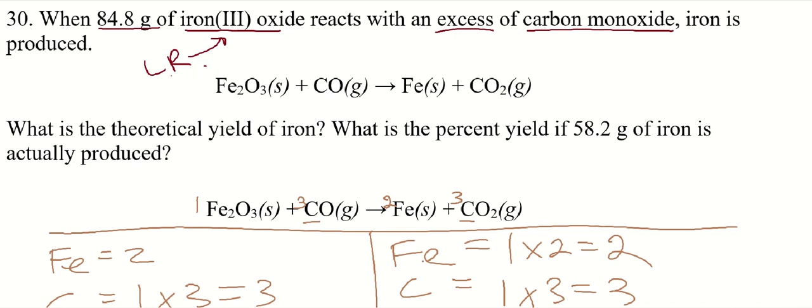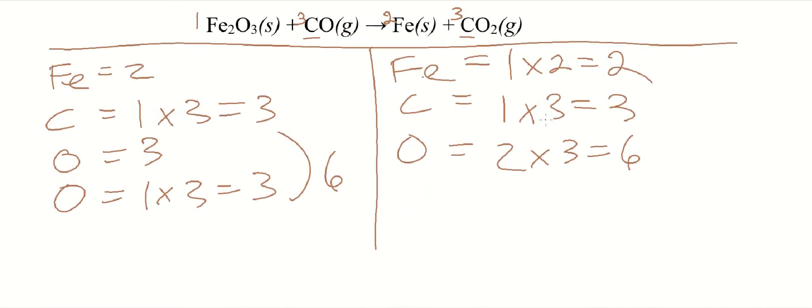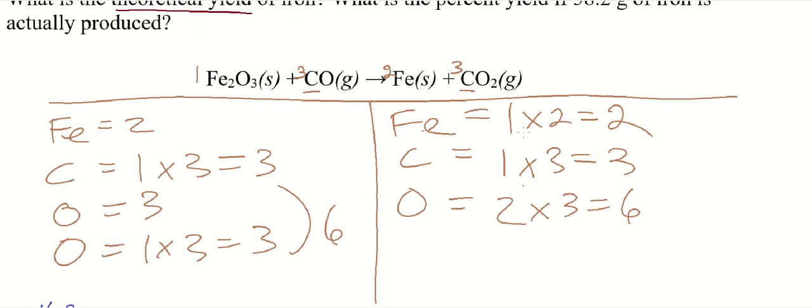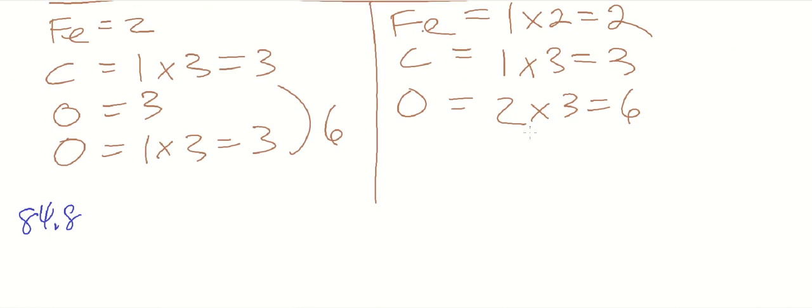So iron is produced. What is the theoretical yield? Well, remember, the limiting reagent leads to the theoretical yield. So we're just going to use the number given, 84.8, and see what we get. That's a lot of verbiage for something we would do anyway. So let's do it. 84.8, let's just make sure that's the right number, grams of iron 3 oxide.